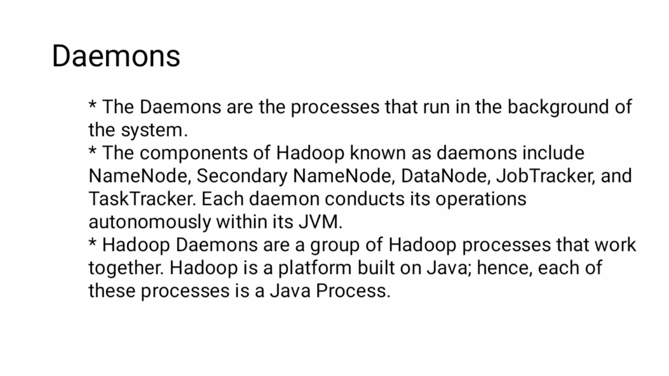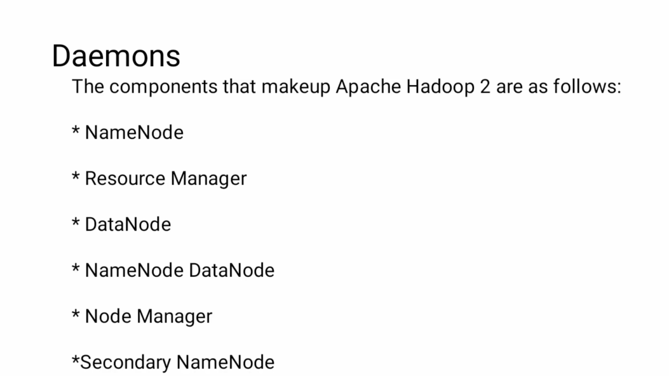Daemons. The daemons are the processes that run in the background of the system. The components of Hadoop known as daemons include name node, secondary name node, data node, job tracker, and task tracker. Each daemon runs its operations autonomously within its JVM. Hadoop daemons are a group of Hadoop processes that work together. Hadoop is a platform built on Java. Hence, each of these processes is a Java process.